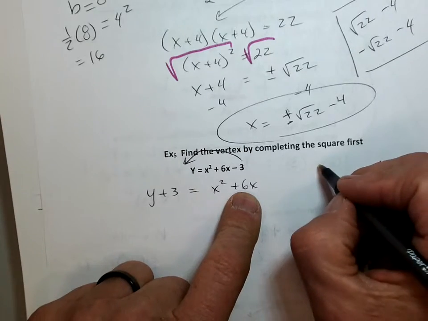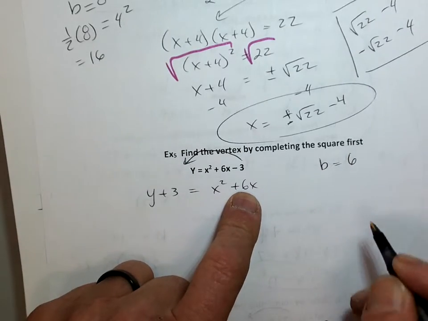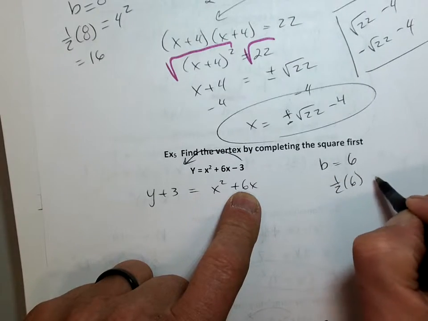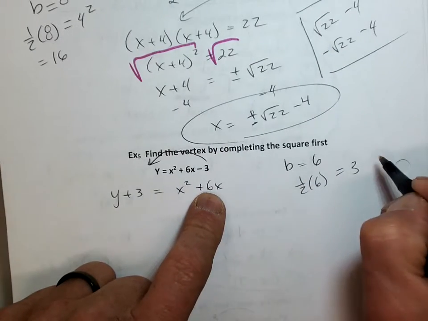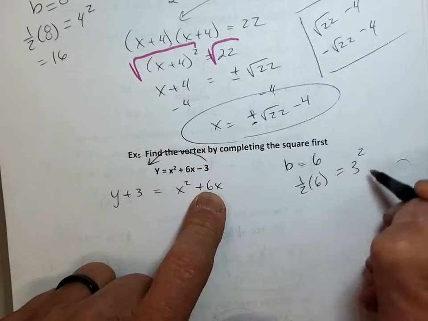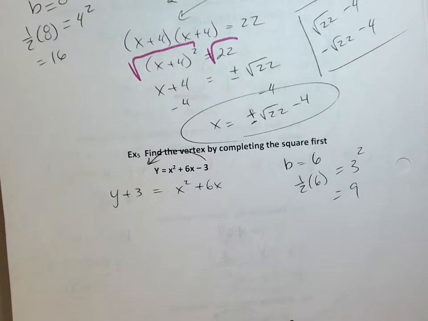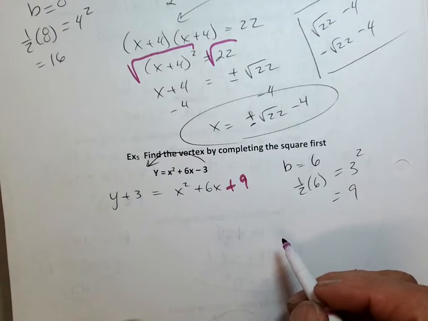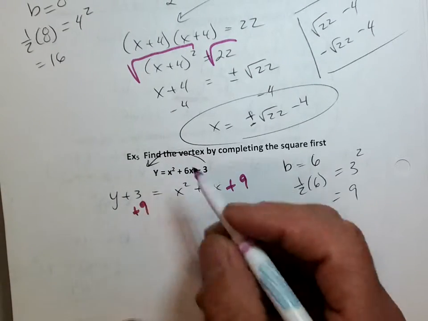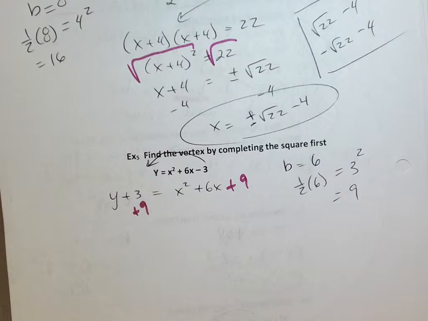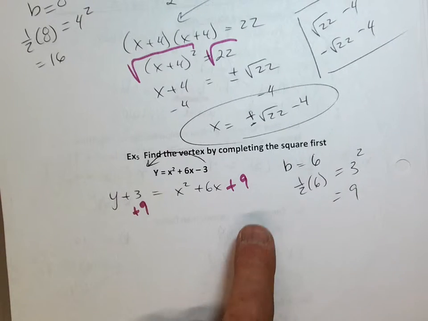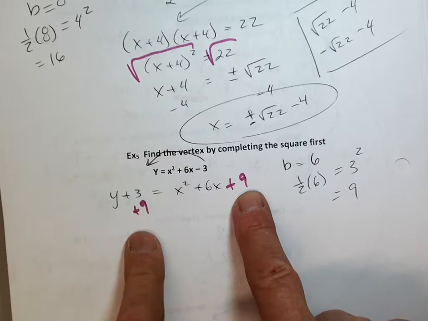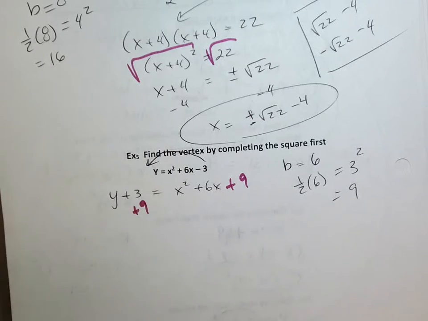Okay, b. What's b? 6, right? So I'm going to take half of 6, which is 3. Good, and 3 squared is 9. So I'm going to add 9, right? And I have to add 9 here. Got to keep it balanced, right? I added 9 because I made the 9. So if you add 9 here, you've got to add the 9 here, or otherwise it's not balanced, right?